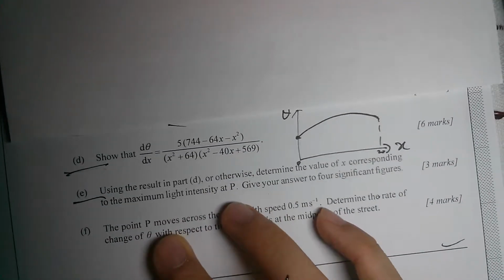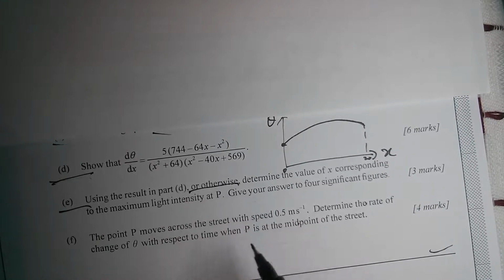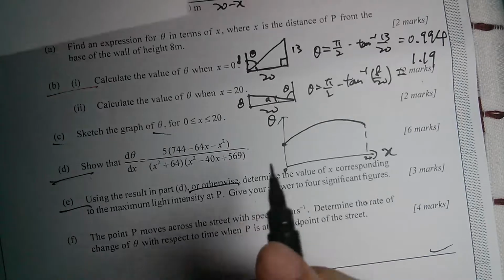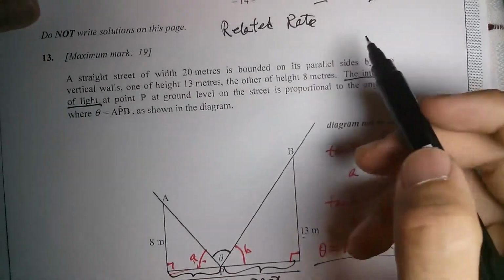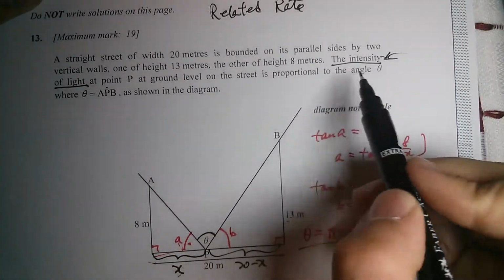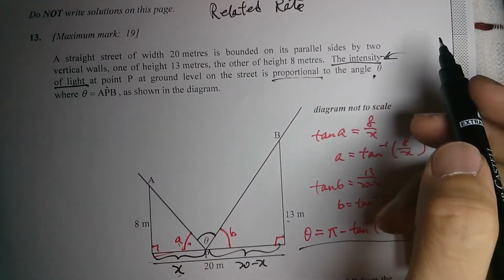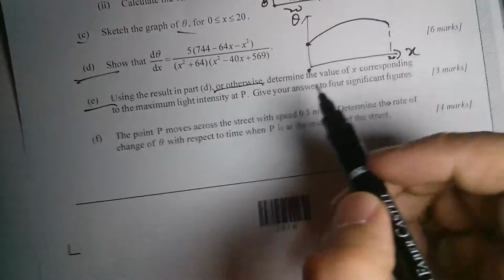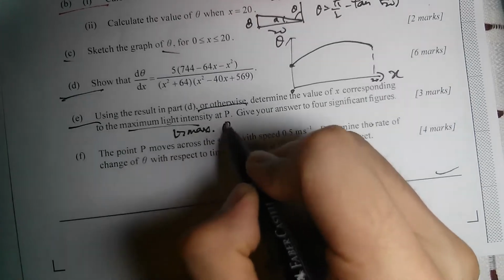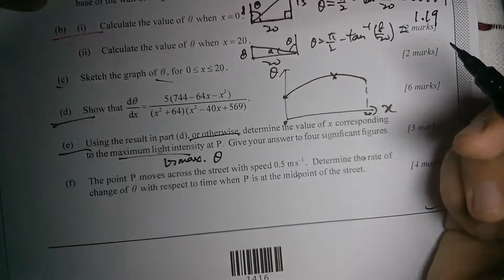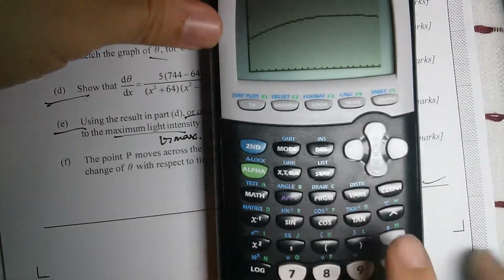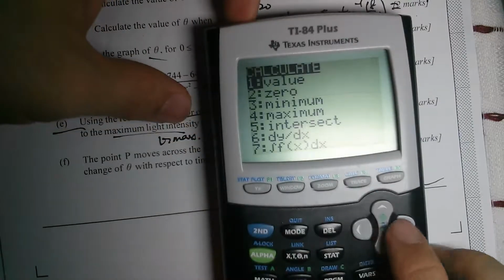E, using the result in part D or otherwise, determine the value of x corresponding to the maximum light intensity at P. Wow, this is where the long lost information is useful. The light intensity is proportional to the angle, which means if your angle is maximized, your intensity is also maximized. So the question is, when is theta maximum? Nobody would use part D. Just go back to your graph and find the maximum.